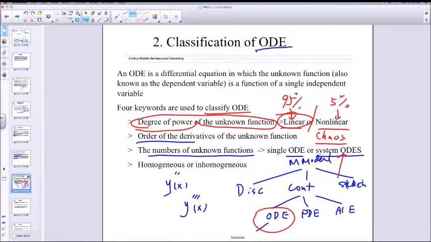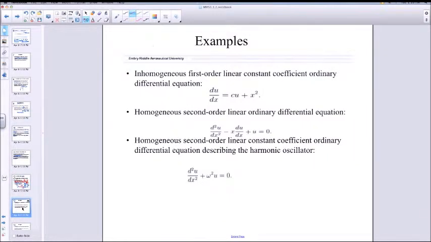And the third one, homogeneous or inhomogeneous. Homogeneous means they all have the same degree. Non-homogeneous means you mix different degrees. In homogeneous, all terms have the same degree of power; in inhomogeneous, you don't have the same power. Those are the four words. Maybe you need a little more detail; just go to Wiki, Google it. I'm going to show you a few examples to give you the idea of how you're going to name it.